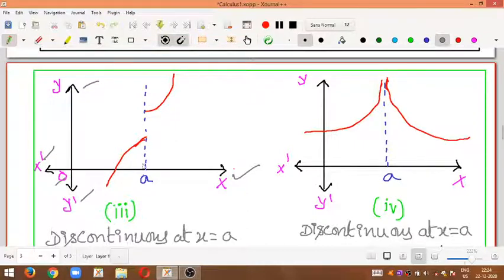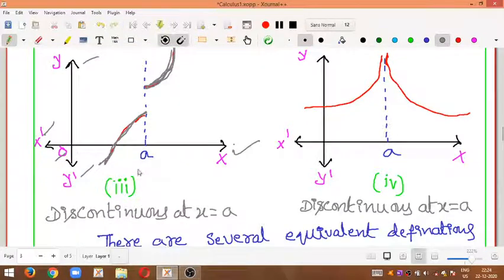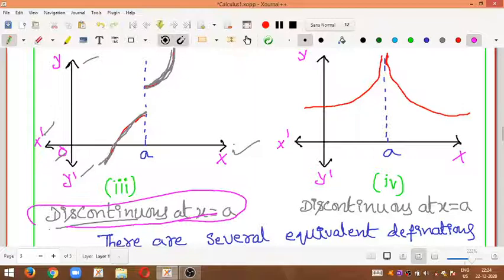See, at x equal to A, this graph is like this here, and again here it stops, and again from here onwards it started. So that's why this is breaking at this point. A little bit of break is there. So that's why this is not a continuous function at this point. Not continuous means it is a discontinuous function. This is discontinuous at x equal to A.